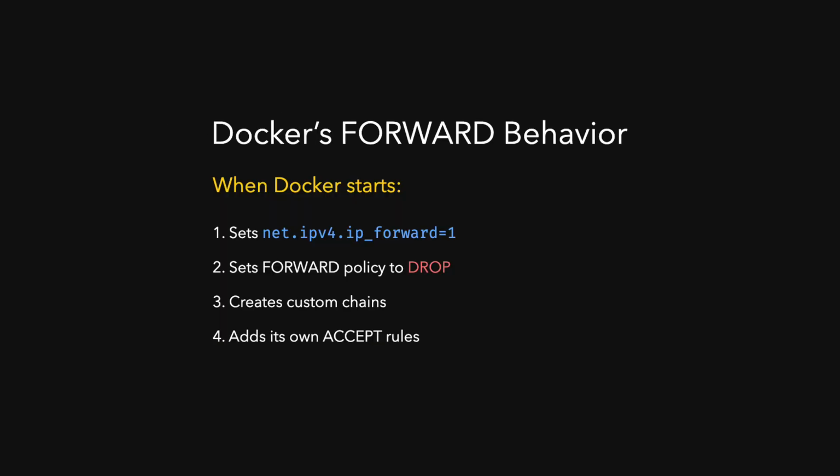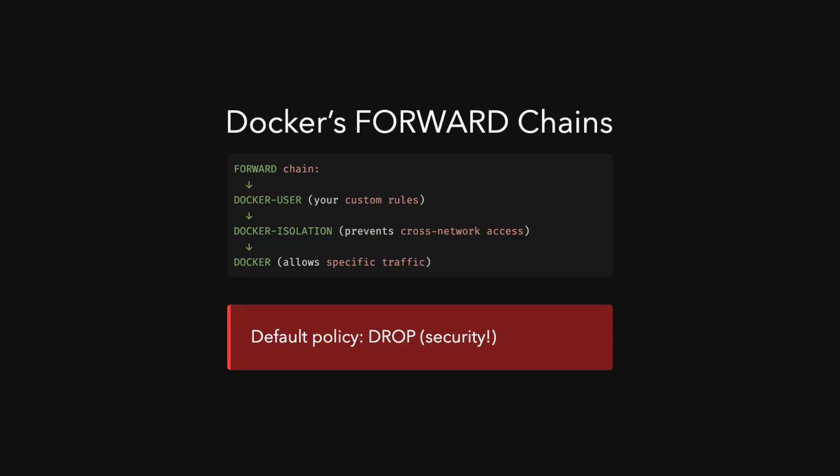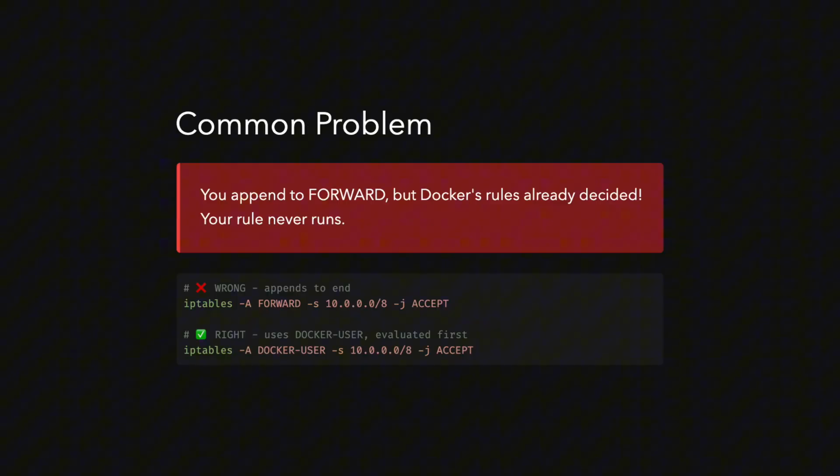And here we have a critical detail, Docker's forward chain behavior. When Docker starts, it enables IP forwarding at the kernel level and then sets the forward chain policy to drop. So it's default deny. Then it creates custom chains, DOCKER, DOCKER-ISOLATION and DOCKER-USER, and then adds its own accept rules for container traffic. But why the drop policy? Without it, your host would accidentally become an open router, forwarding any traffic between networks, and this is a security risk.